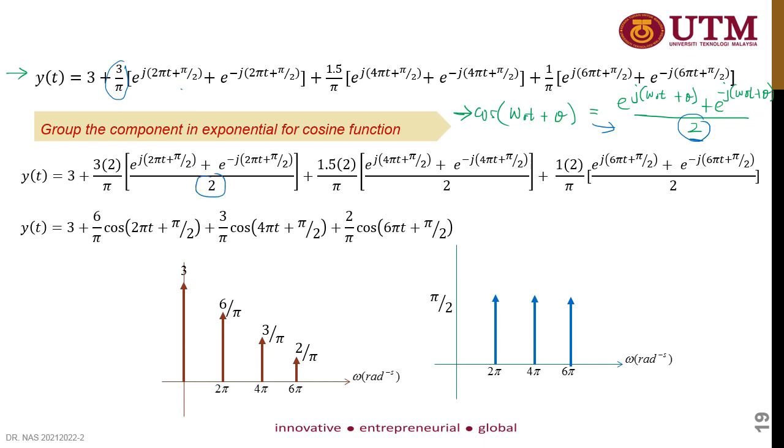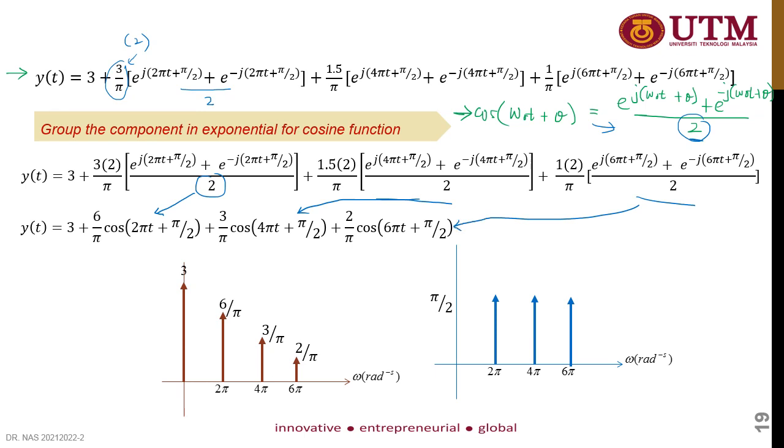Therefore, in the original equation, there's no division by 2. So in order to get it divided by 2, you need to multiply here by 2. Same goes for the second component and the third component. So the equation is already in cosine shape, but still in exponential form. Now you convert everything into a cosine function. So this is already a cosine function, this is the second component, and this is the third component.